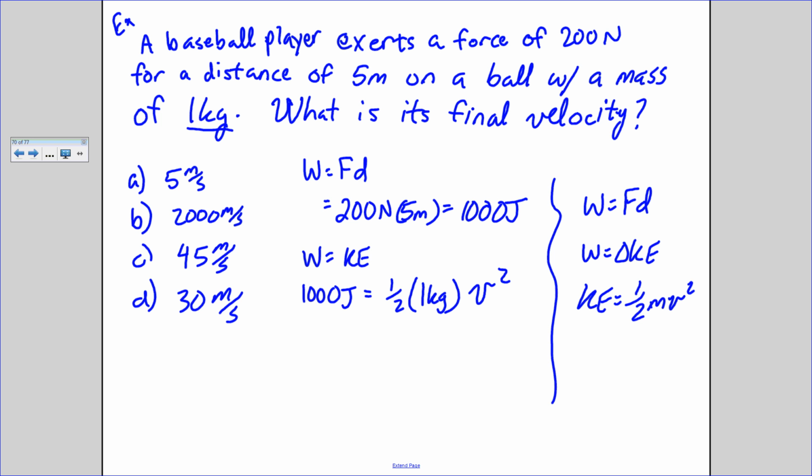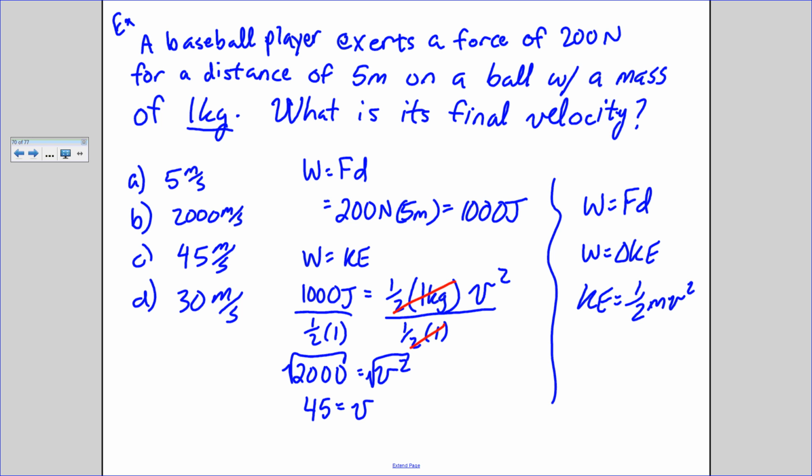So I'm going to divide both sides by 1/2 times 1. That cancels out, and if I divide 1,000 by 1/2, that's 2,000, and that's equal to v squared. How do I get rid of that v squared? I square root it. The square root of v squared, the square root of 2,000, and I get 45 is equal to v. That's the answer.